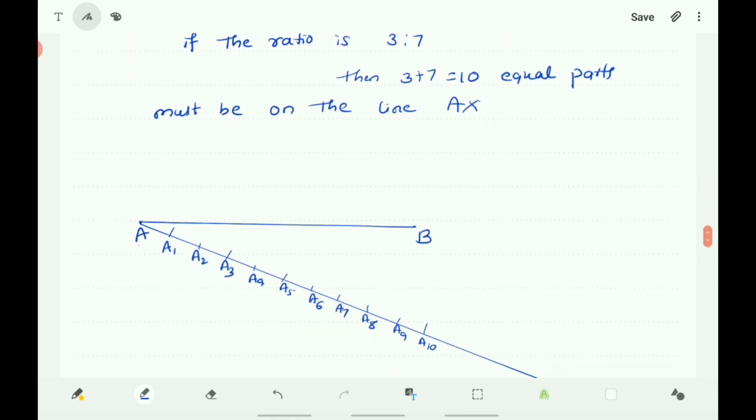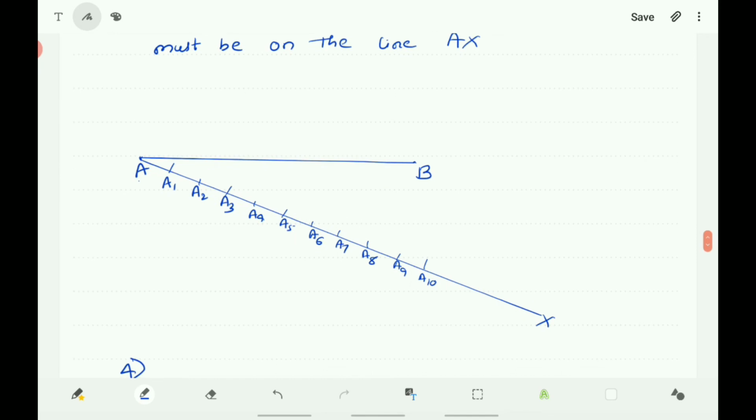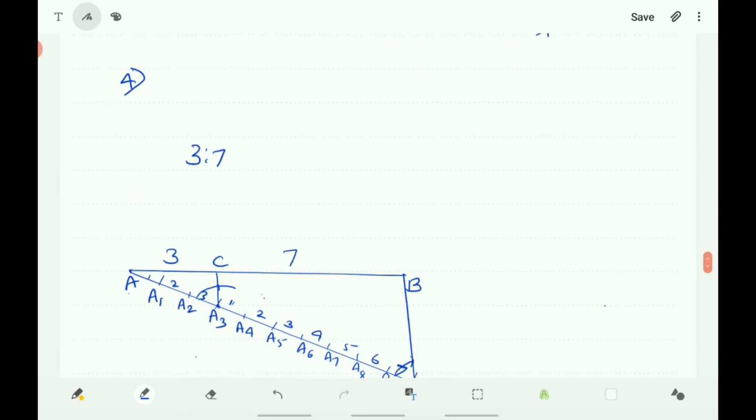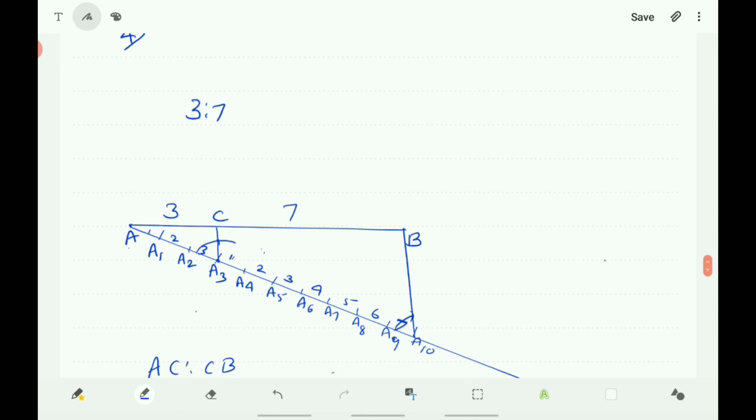So you do 10 equal parts. You have 10 equal parts with the help of the compass, of equal measurement. On the line AX, here you do 10 equal parts. The first part is A1, second one is A2, third one is A3, A4, A5, A6, A7, A8, A9, A10. A10 is the last division. And in the next step, join that A10 and B. You will get a line BA10.